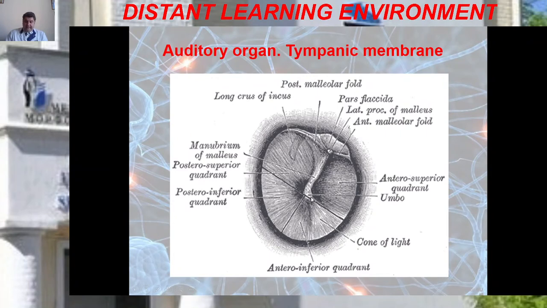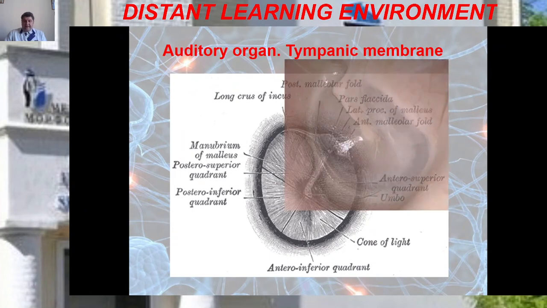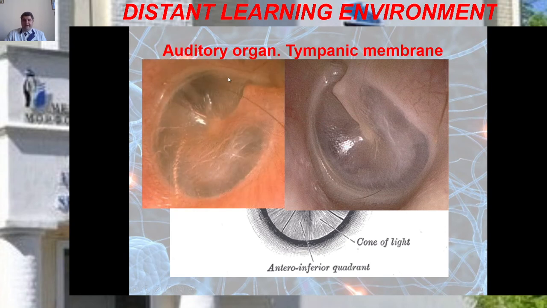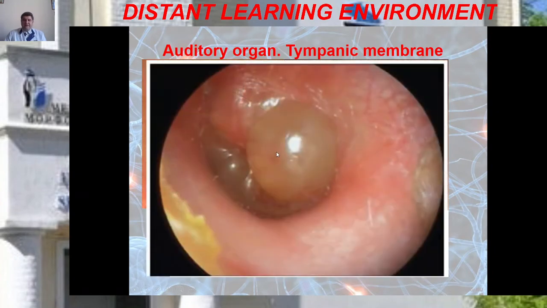So, the tympanic membrane, the whole anterior wall of the external auditory meatus, as well as the anterior part of the auricle, are innervated by the sensory branches of the auriculotemporal nerve. So, you may see the tympanic membrane in a normal person, and you may see the inflammation of the tympanic cavity and tympanic membrane. And also you may see pus inflammation here.